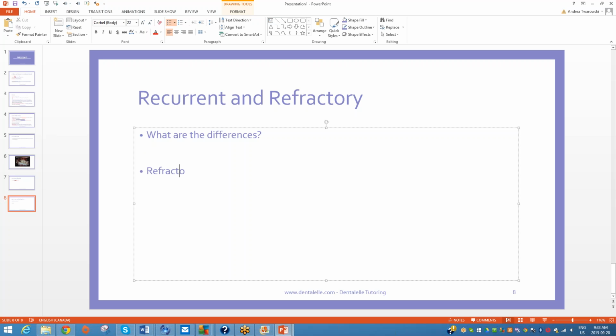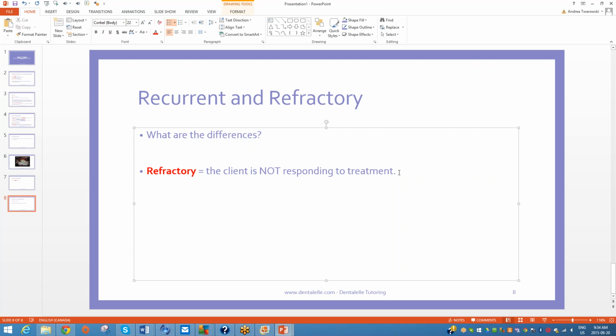So let's say refractory, okay? This is when the patient is not responding to treatment. Meaning, if they're coming in every 3 months, they're brushing, they're flossing, but something's not working. So this also means that you may have to say to the patient, for you, the best thing we can do is maintain. We can't seem to get it to get better, but we don't want to make it worse, so keep on coming in every 3 months so we can do the best we can.